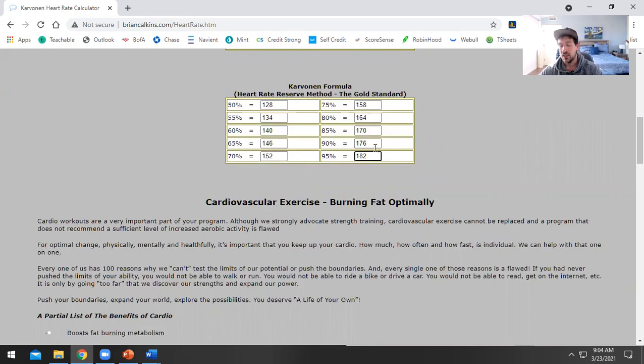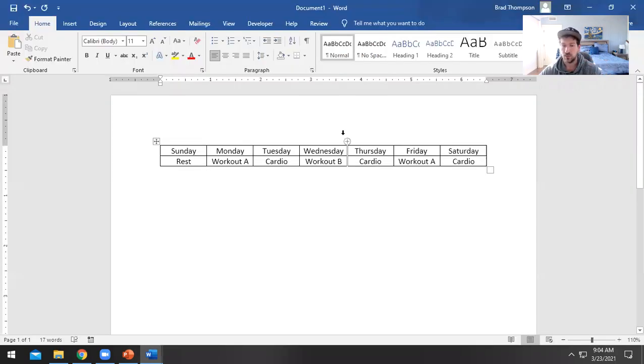So we see here, 182 being 95% of that, that's extremely high intensity. I shouldn't be doing this 3 days per week. That would be way too much. That's asking for an injury, right? But if I'm working between 65 to 75%, somewhere between 146 and 158 once per week, and then somewhere between 158 and 170 the other time per week, and then I have one max intensity workout of 170 up to 182, that would be a great cardio routine where I'm blending these three different zones together.